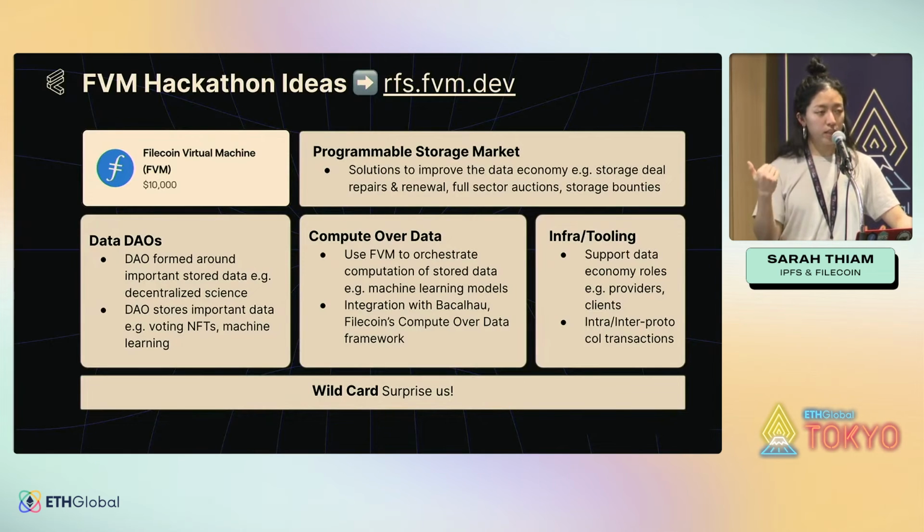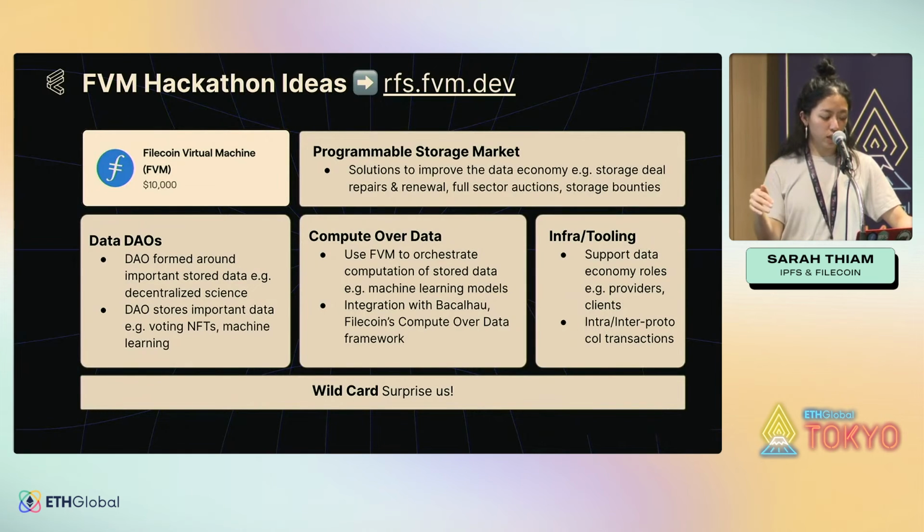Also, once again, we have $10,000 for our prize. There are a few key categories over here. Programmable storage markets, so anything that will improve the data economy, in this case meaning Filecoin. So if you're thinking of perpetual storage, that is really interesting to us. So how do you get storage deals to keep renewing? And if they have any issue with them, automatically repair them on the back end. Very interested in that.